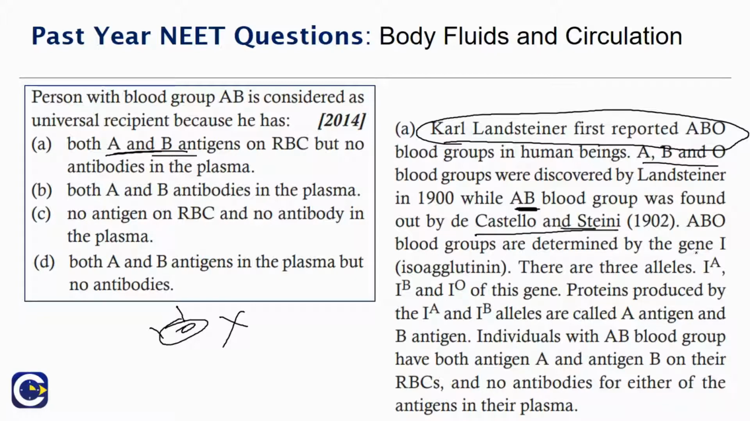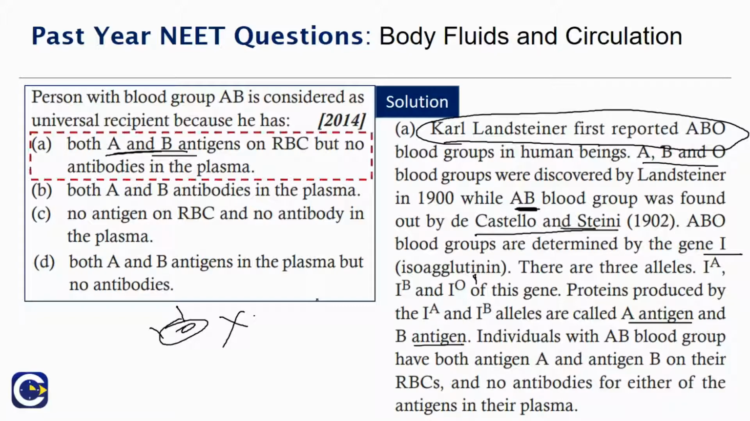ABO is determined by the gene I, agglutinin. There are 3 alleles, IA, IB and IO, of this gene. The protein produced by the IA and IB alleles are called A antigen and B antigen, that are on the surface. Individuals with the AB blood group have both antigen A and B on their surface but no antibodies for either of the antigens. That is why, when there is no antibody, they can accept blood from anyone. So that is the reason why they are called universal recipients. So moving on to the next question.